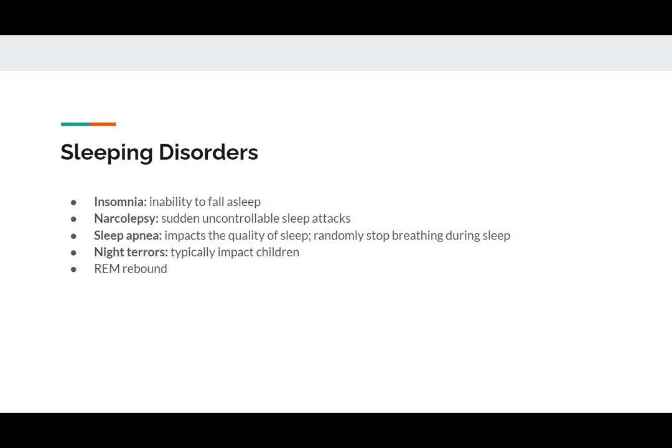So, if you have ever been sleep deprived, chances are you experienced the REM rebound. The night after being sleep deprived, you spend more time in the REM sleep stage.